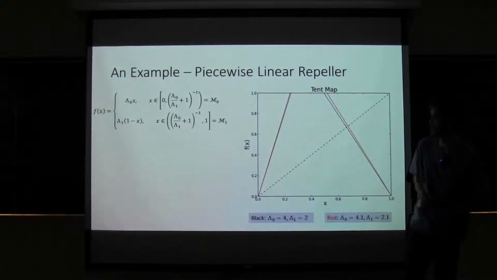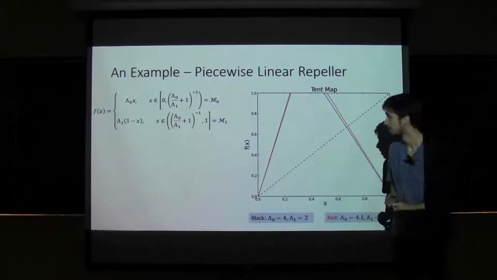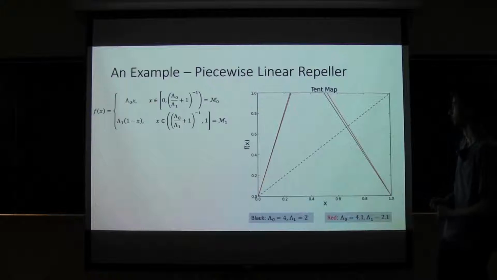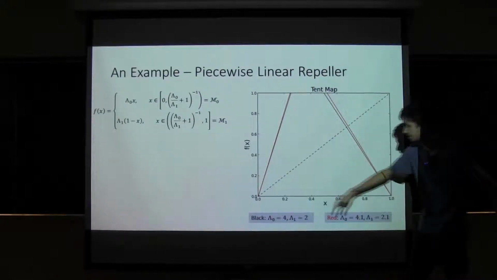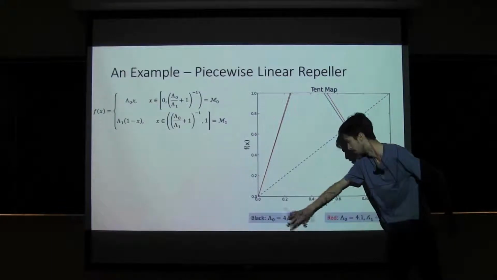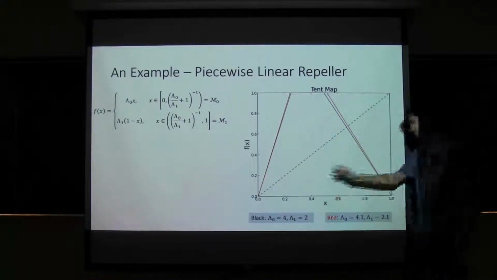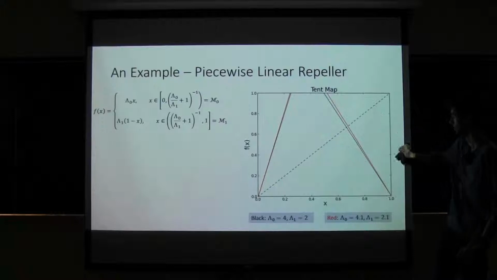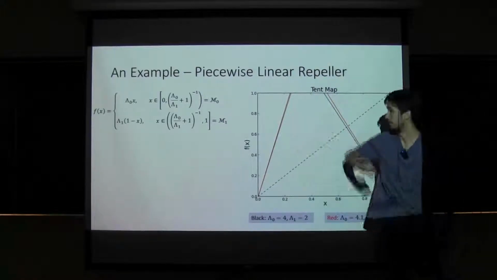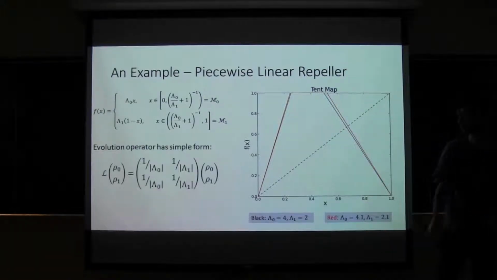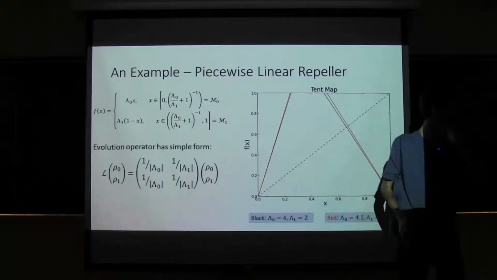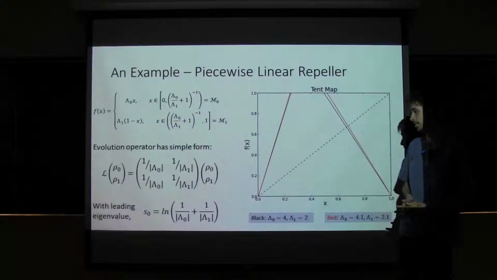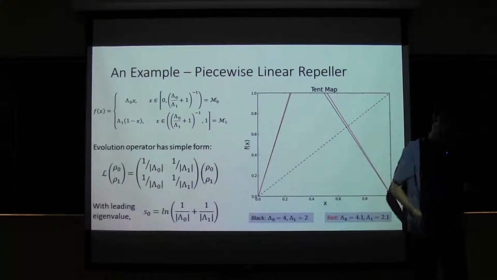And so now for the base case example that I've worked so far, we can look at the piecewise linear repeller, the tent map. The black is the base case of the tent map with lambda 0 equal to 4, lambda 1 equal to 2, and red is a slightly perturbed version. You can see the actual equations of the map there. And I chose this because the evolution operator is a very simple form from which we can get an exact expression for the leading eigenvalue.